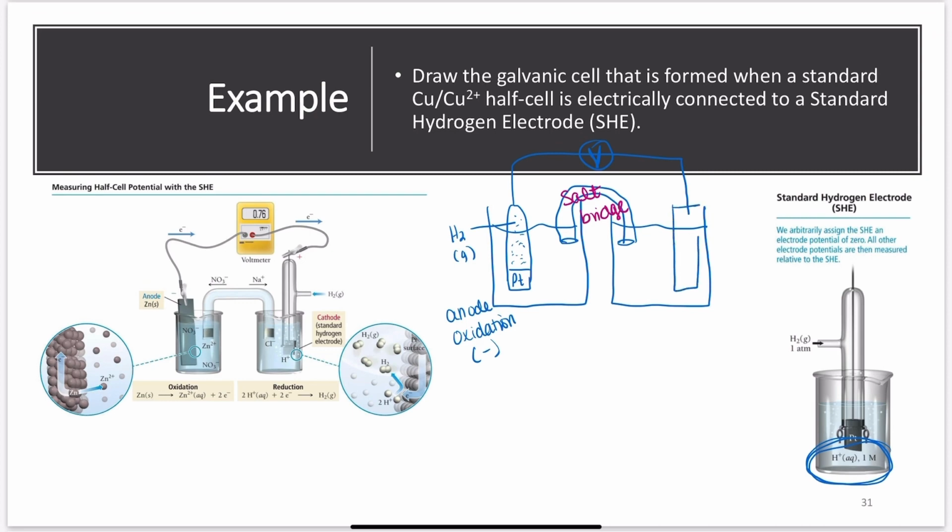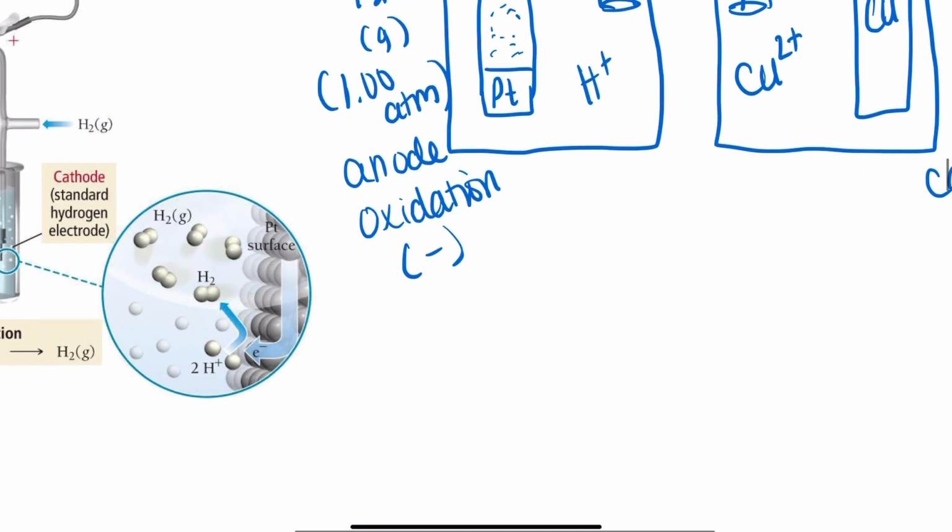Over here I will have my copper. In solution, I'll have copper 2+, because the system does tell me copper 2+. Here I will have hydrogen ions, or hydronium ion, H+ in solution. This is my cathode, reduction, positive charge. Electrons are always traveling from anode to cathode. I've got the salt bridge labeled, and hydrogen gas, unless otherwise specified, you assume 1 atmosphere. That's standard conditions.